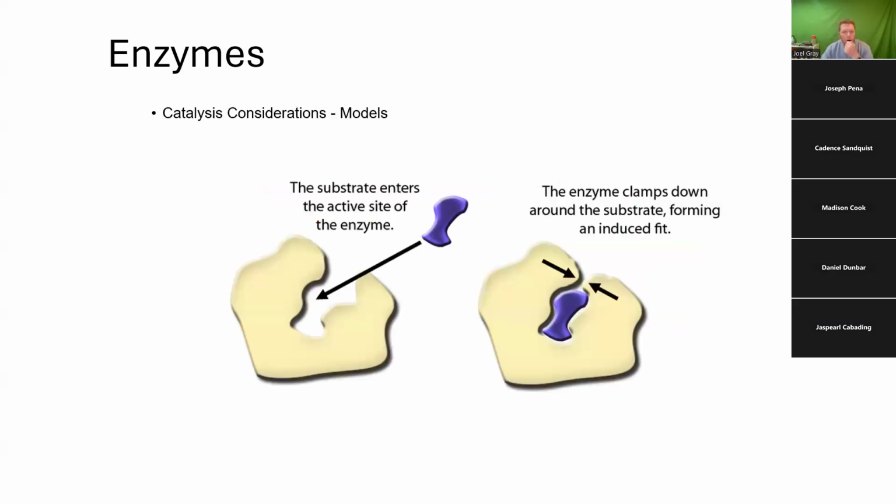Now, here are some models. So this would be our enzyme, and here's a substrate. So a simple catalytic model is that our substrate enters the active site of the enzyme, and the enzyme basically closes off and clamps down around the substrate, forming what's known as an induced fit. So whenever this substrate binds, this fit goes on to take place.